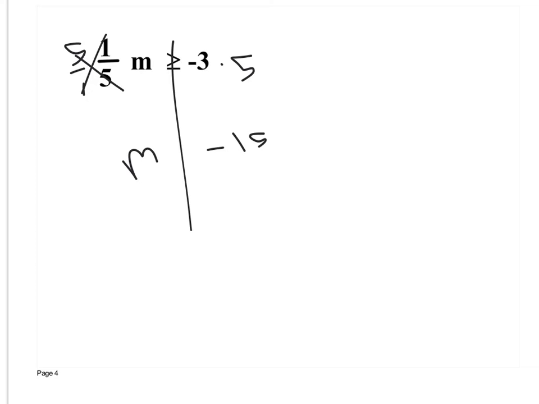My sign at the top was greater than or equal to, so what should my sign be at the bottom? Should it be less than or equal to? No, it is still greater than or equal to. Here is why: did I times or divide by a negative number? No, I times by a positive number. It does not matter what this is. That's not the number that's doing the multiplying. It's being multiplied to, not being multiplied by.